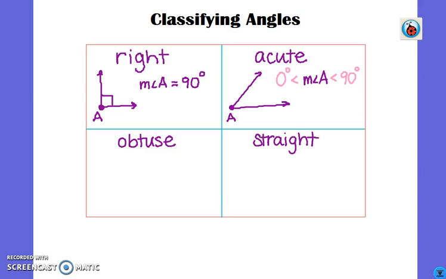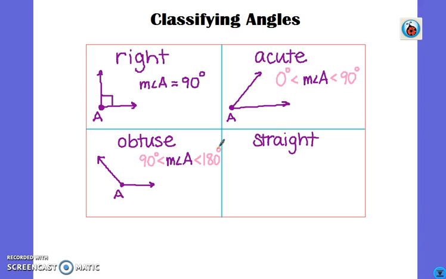Let's talk about obtuse angles. There's an obtuse angle. What would you say about the measure of that angle? You would say that it's bigger than 90, but does it have to be smaller than anything? So it would be somewhere between 90 and 180. So we would say the angle is less than 180, but bigger than 90. That's how you would write that inequality.